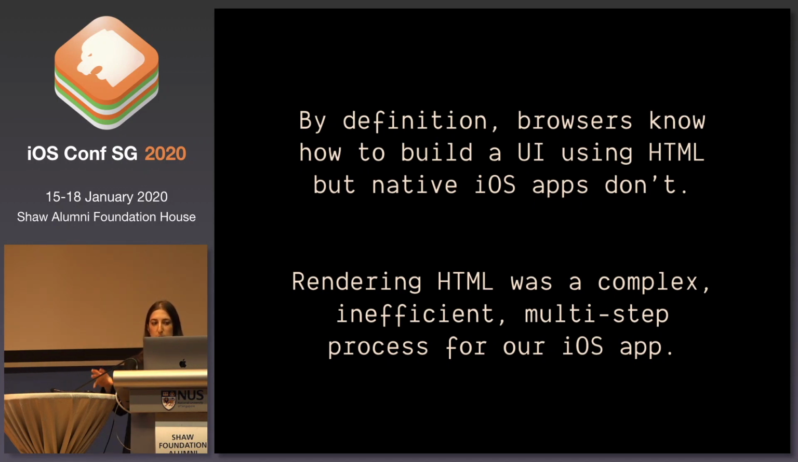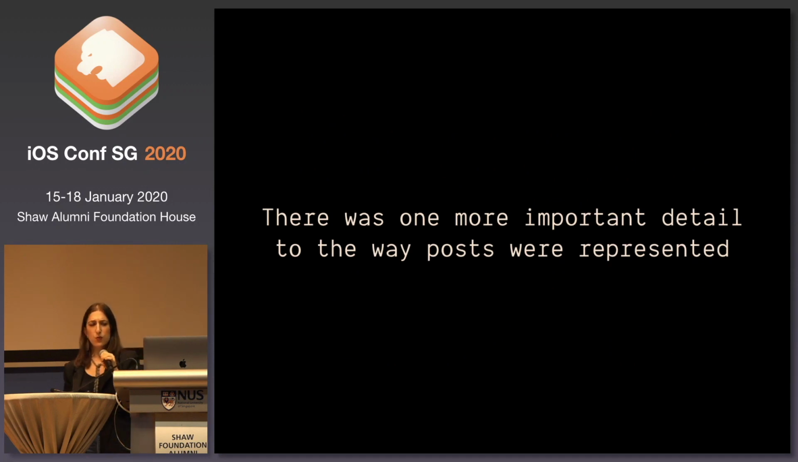So by definition, browsers know how to build a UI using HTML, but native iOS apps don't. And so without going into too much detail, rendering HTML in the iOS apps that Tumblr started to build was very inefficient. There were a lot of complicated steps and a lot of constraints around what we could do and how we could deliver a really great experience. Now, there's one more important detail about the way posts were represented.